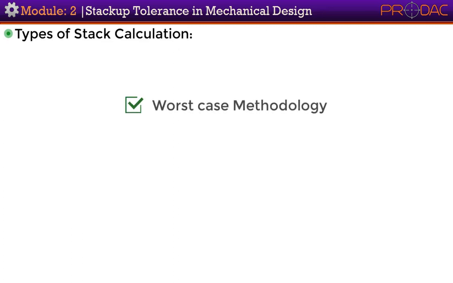Worst case methodology. This concept works on maximum and minimum values of dimensions. This method ensures 100% pass of assembly, but it's an expensive process. The second one is RSS or statistical case, factoring in the probability that things will very seldom be at their worst case, which leads to the RSS case. This case does not guarantee 100% pass of assemblies as it works on probability and statistics.